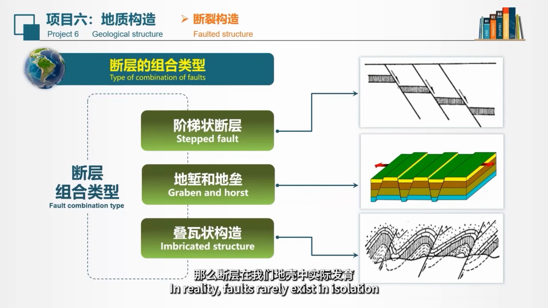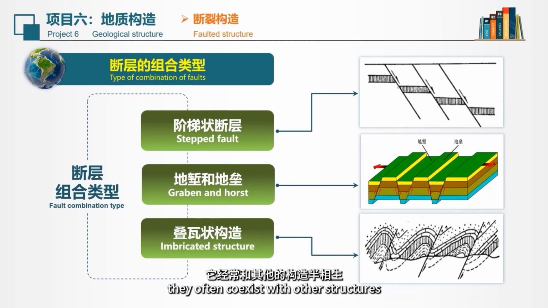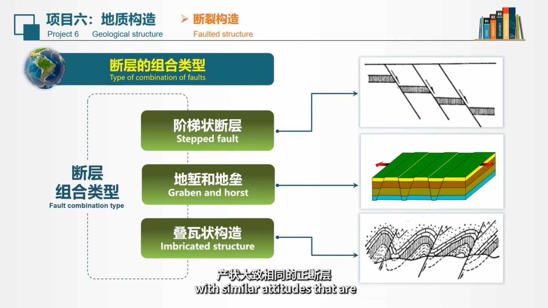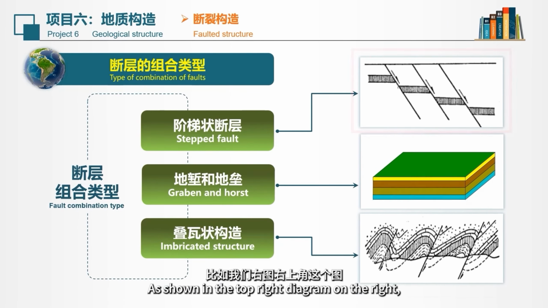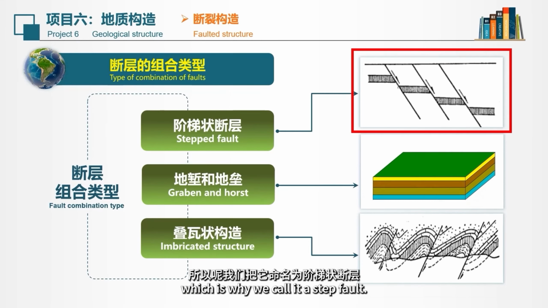In reality, faults rarely exist in isolation. Within the crust, they often coexist with other structures and combine in certain patterns. Based on their arrangement, we can categorize them into step faults, grabens and horsts, and imbricate structures. Step faults have similar attitudes and are arranged in parallel. As shown in the top right diagram, each fault steps down in a staircase pattern, much like a set of stairs, which is why we call it a step fault.